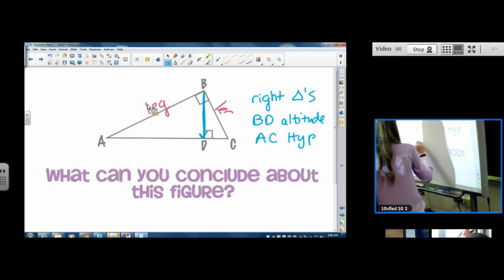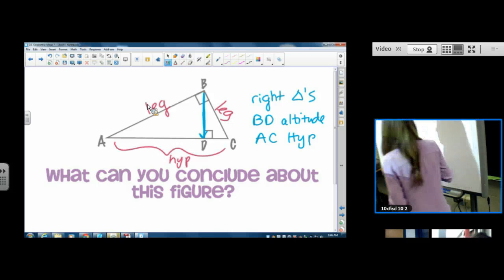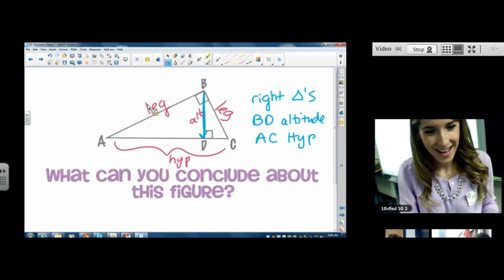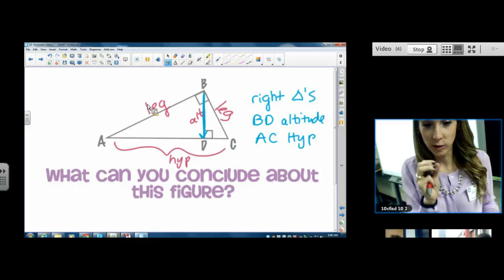This is the hypotenuse, and this is the altitude. So all of those words are very important. And we're talking about the largest triangle only. We're talking about ABC only.